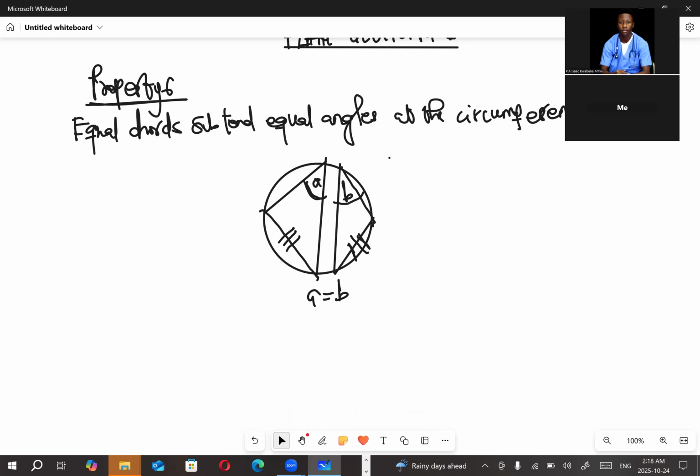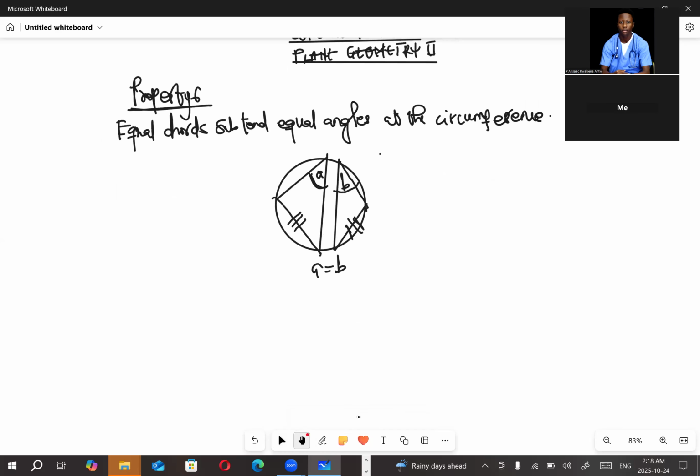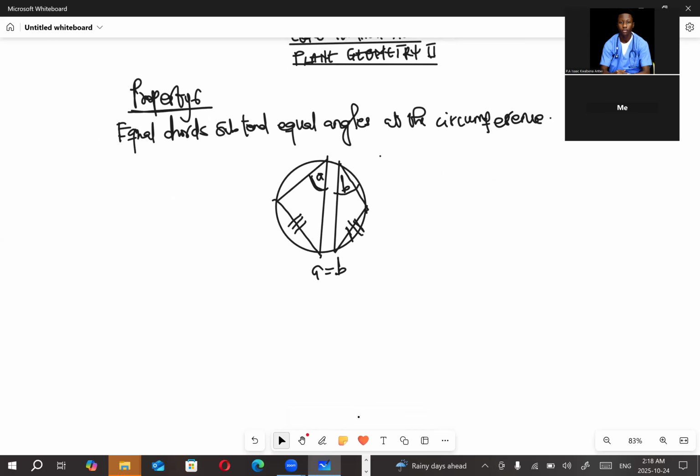Okay, so let's look at some examples for what we did yesterday and today. I want you to find the value of the lettered angle.